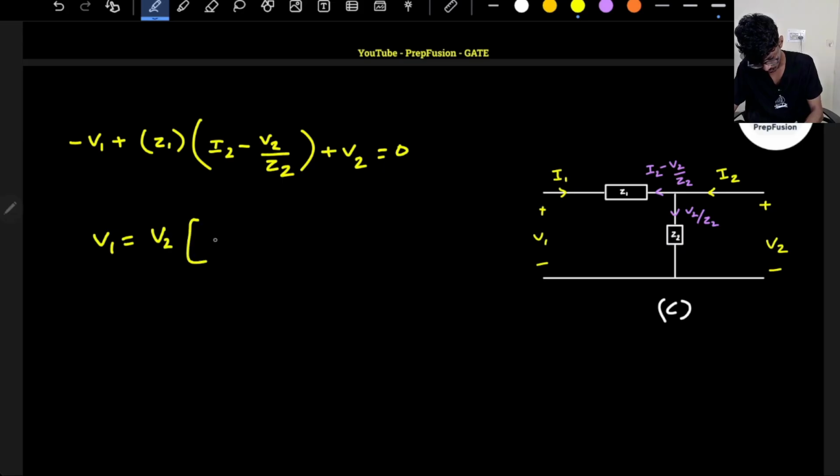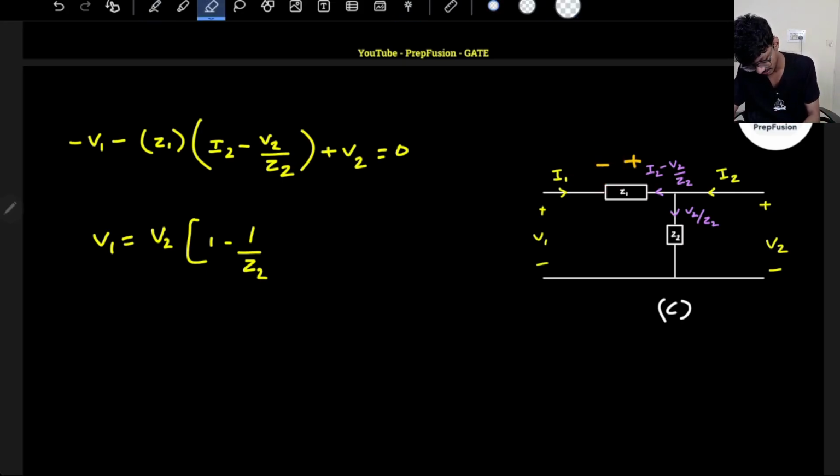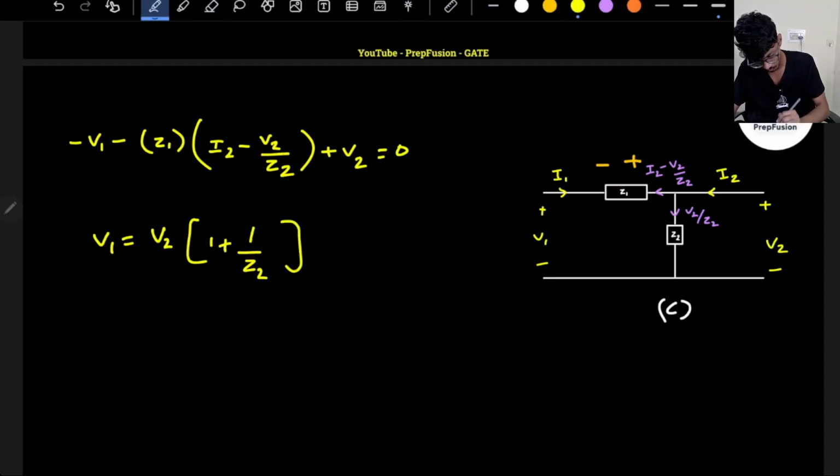So from here my V1 will be equal to V2 times 1 minus Z1 by Z2, or 1 minus, this is plus. Okay, I made a mistake. Because the current is coming like this, the drop will be like this, so I have to write the negative sign here. That was a mistake from my end. This will be negative, so minus minus plus, so it is 1 plus Z1 by Z2, because Z1 is getting multiplied here. And I2 is with a negative sign, that is minus Z1 I2.